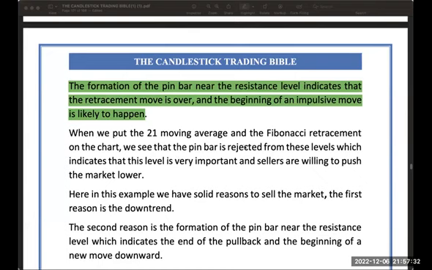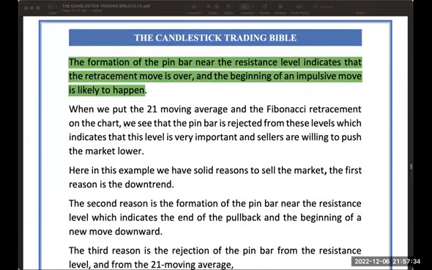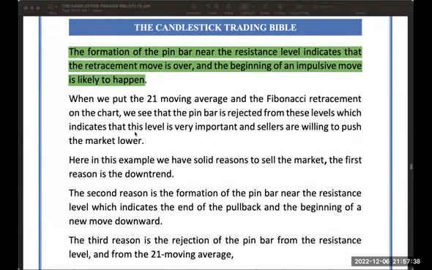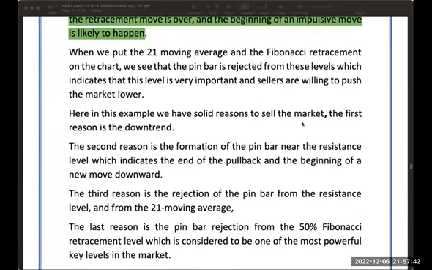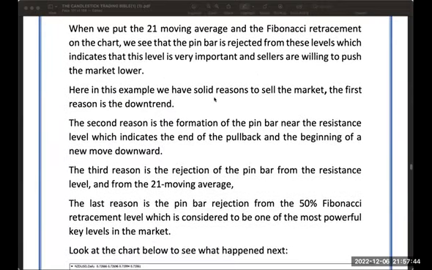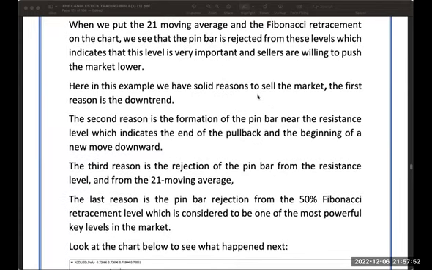When we put the 21 moving average and the Fibonacci retracement on the chart, we see that the pin bar is rejected from these levels, which indicates that this level is very important and sellers are willing to push the market lower. Here in this example, we have solid reasons to sell the market. The first reason is the downtrend, right? Remember the confluences here, they are being listed now as reasons.